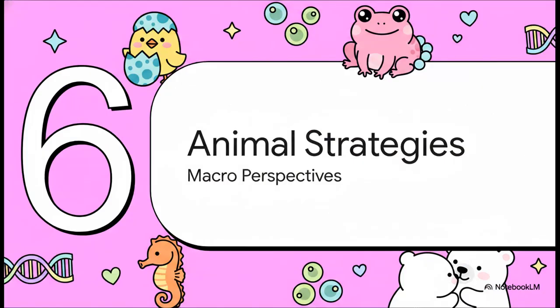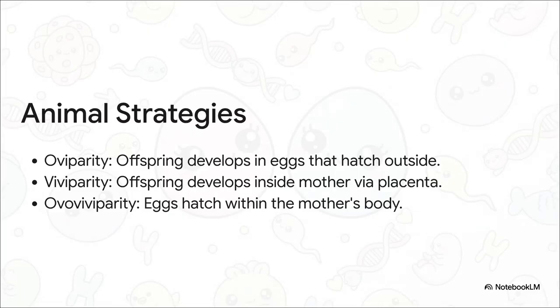And finally, Section 6, Animal Reproductive Strategies. We've spent a lot of time zoomed in on human cellular development. To wrap up our explainer for Chapter 11, let's zoom all the way out to see how the rest of the animal kingdom handles this incredible process of generating life. Because environments vary so wildly across the globe, life has evolved 3 completely different reproductive strategies depending on the need for protection and maternal nourishment.